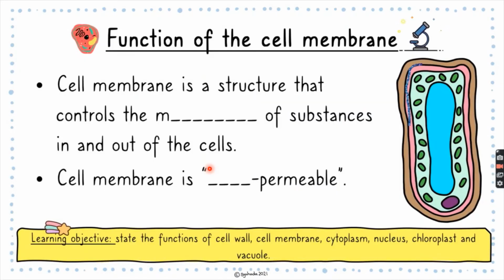Okay, next we have this part right here, which is the second line that we would usually draw. This is called the cell membrane. The cell membrane is a structure that can definitely be found in both plant and animal cells, and it controls the movement of substances that go in and out of the cell. And the cell membrane is also called semi-permeable. Semi-permeable means that it can allow only some substances, or small substances, to pass through, but not all substances to pass through.